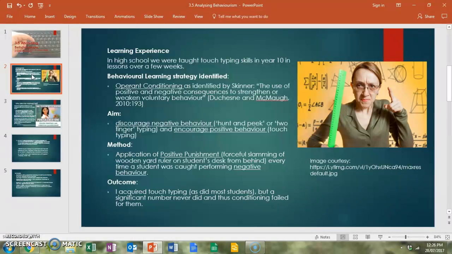So I think it's pretty clear the teacher's aim was to discourage negative behaviour, that is the hunt and peek when you're looking at your fingers on the keyboard, or two-finger typing. And the aim was to encourage positive behaviour of touch typing, where you do not look at the keyboard or your fingers. So the method that the teacher applied was the use of positive punishment.